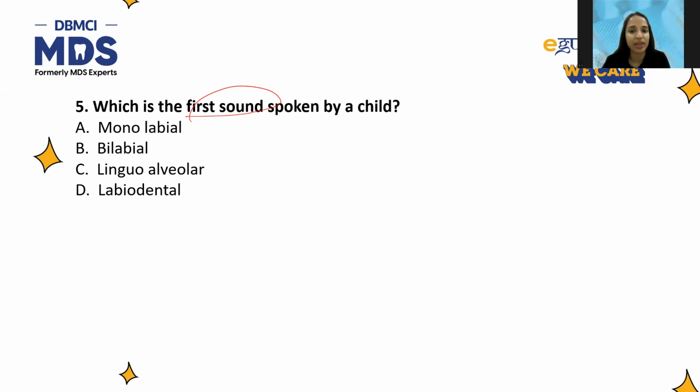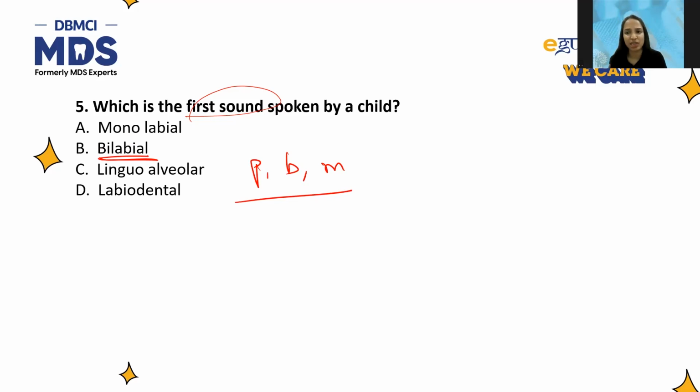Now we generally know that a child usually starts speaking ma, ma, ma, pa, pa, pa, ba, ba, ba. These are all of the sounds that a child starts speaking, and these are all your bilabial sounds. So bilabial sound means where the two lips are meeting. So pa, ba, ma. These are all of the sounds that a child starts speaking.